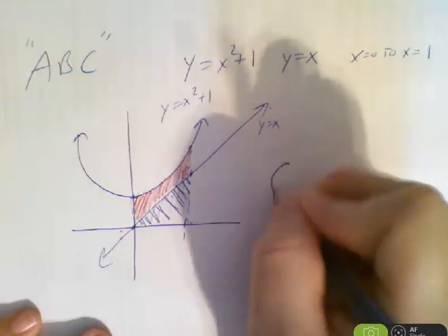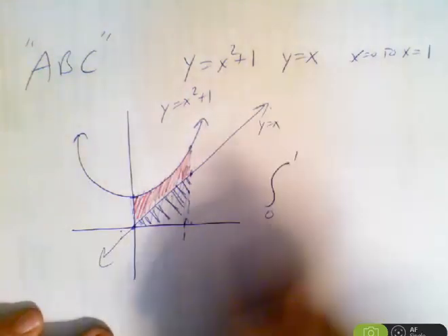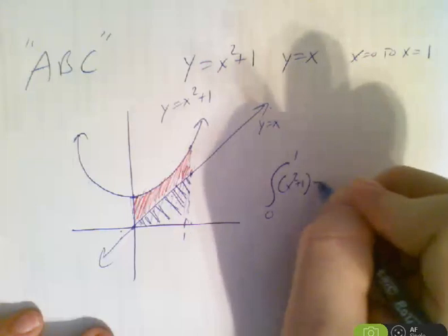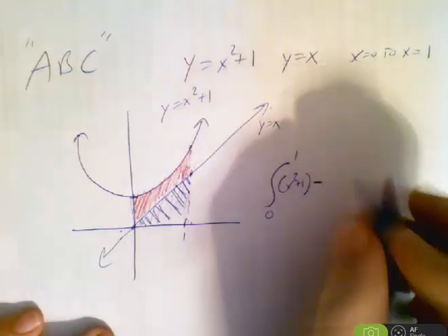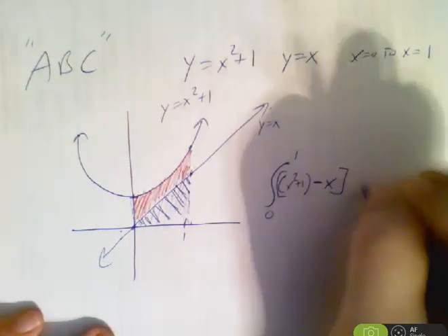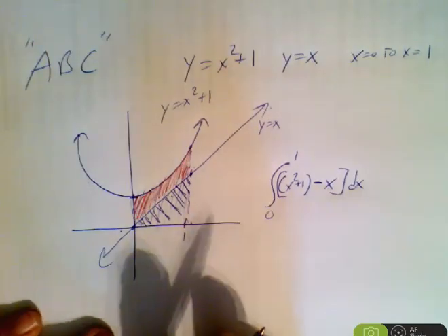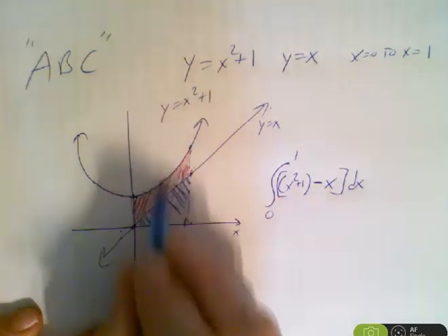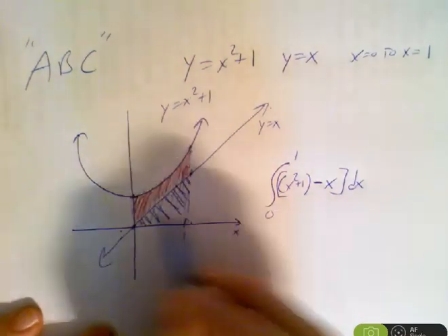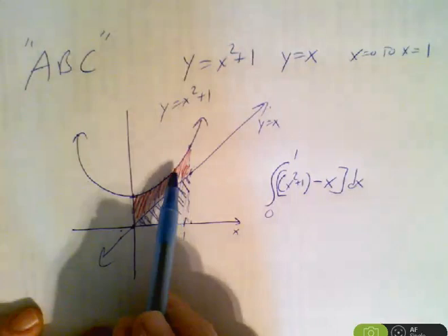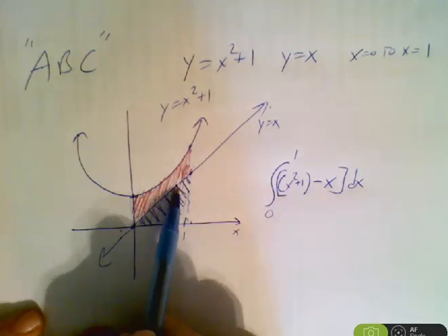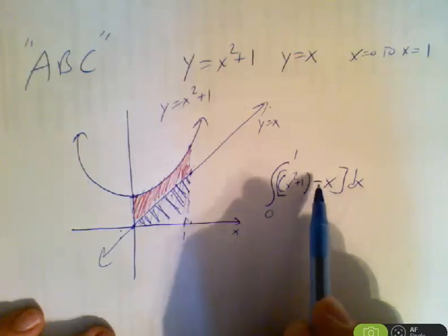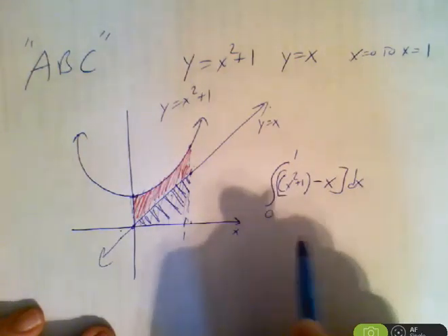So we're going to integrate from 0 to 1 the area under x squared plus 1, and we're going to subtract the area under y equals x with respect to x. That's really all the main idea. If we're doing it with respect to the x-axis, which we are, it's essentially the area under the top function minus the area under the bottom function. Could you separate these two and do them individually? Absolutely. It really doesn't matter, actually. But this is the main idea.